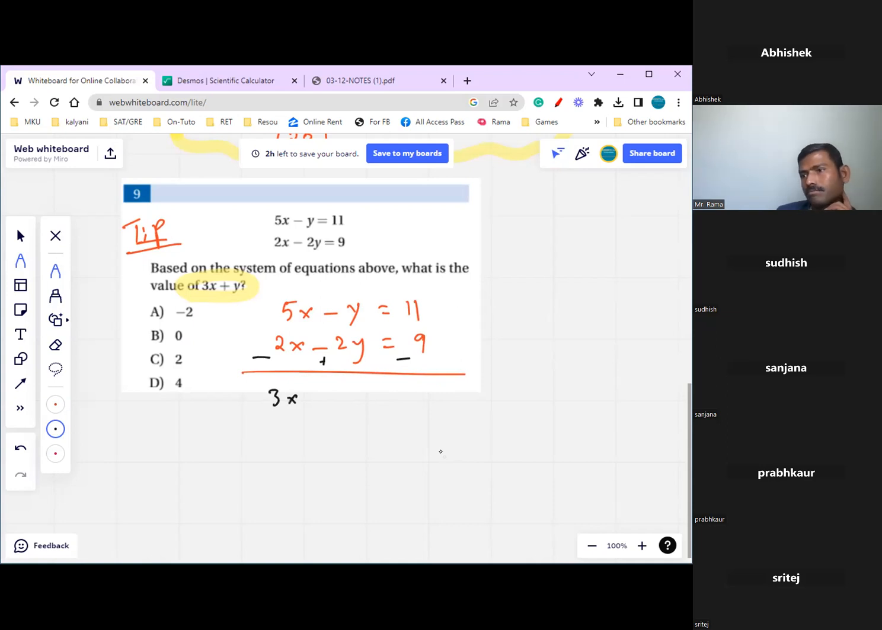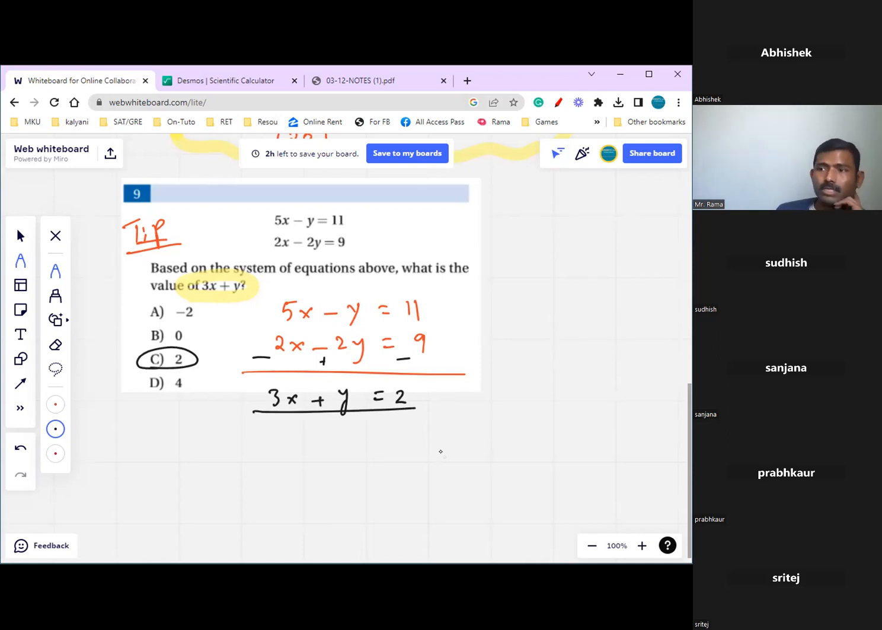And then negative y minus negative 2y, that's going to be a positive y. That is going to be 11 minus 9, which is 2. So it is a positive 2. Good to go. Does that make sense, everybody? So C is the best answer for that, and you can get that answer right away.